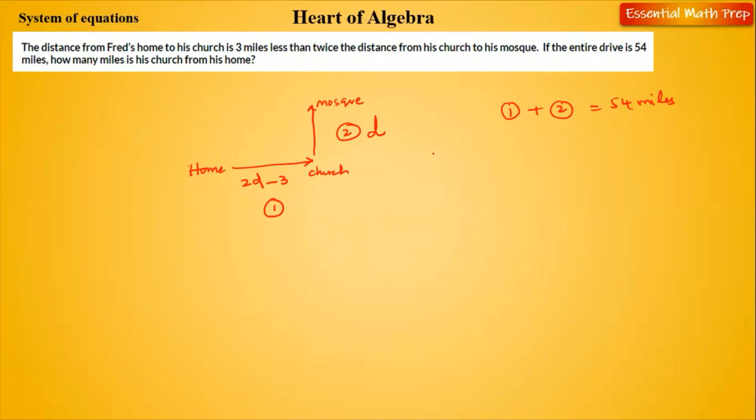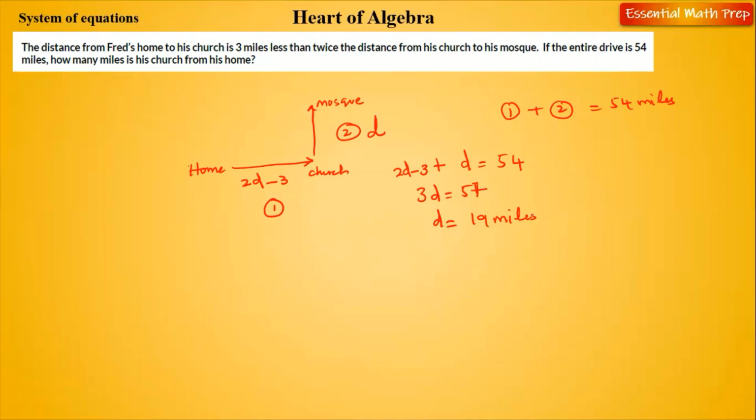If you add these two, part 1 plus part 2 is 54 miles. So it's 2D minus 3 plus D is equal to 54 miles. So 3D equals 51. D equals, sorry, 57, is it? Yeah, 57. So D is 19. 19 miles, right? You'll be tempted to circle this in the answer choices because that's human nature.